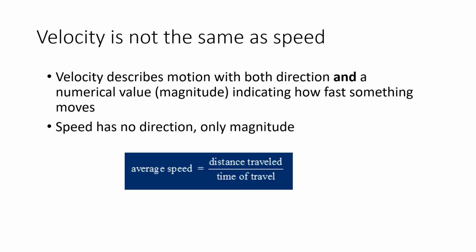Like I mentioned before, there's a difference between displacement and distance, and there's a difference between velocity and speed. Velocity gives you motion with both the direction and a numerical value, while speed only has the value itself. Average speed is distance traveled, not displacement, so they're two different things. It's distance divided by time of travel. Velocity and speed are two different things because they can be the same number, but velocity gives you direction while speed does not.